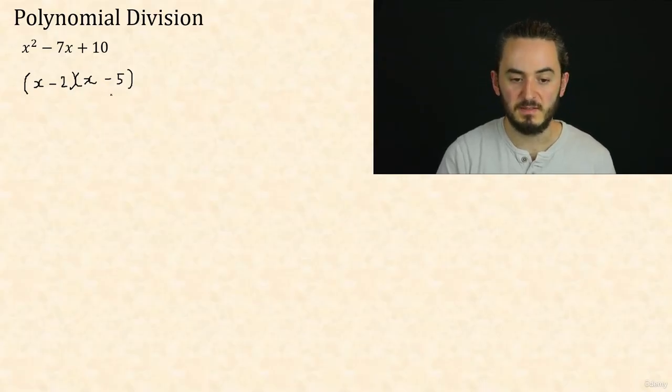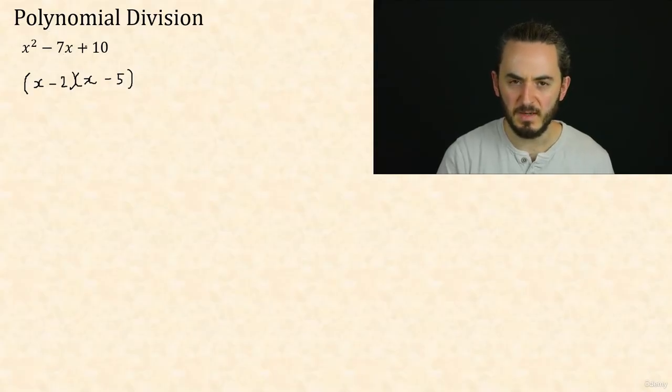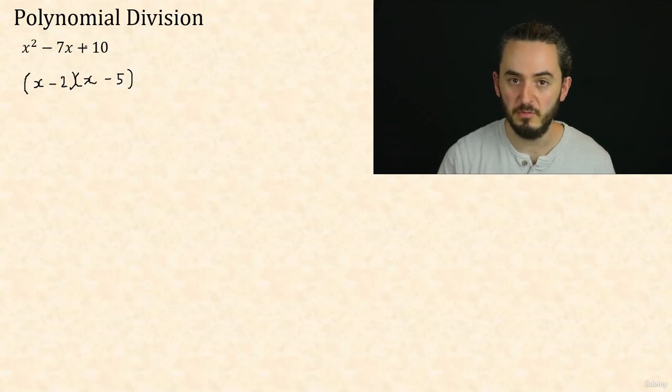Now, that rule works simply because when you expand this, you multiply these two numbers, and that's what gives you the constant at the end, and you add and you get minus 2x and minus 5x, which gives you the minus 7x. But can we extend that up into higher order polynomials like cubics or quartics? Well, sometimes we can, sort of.